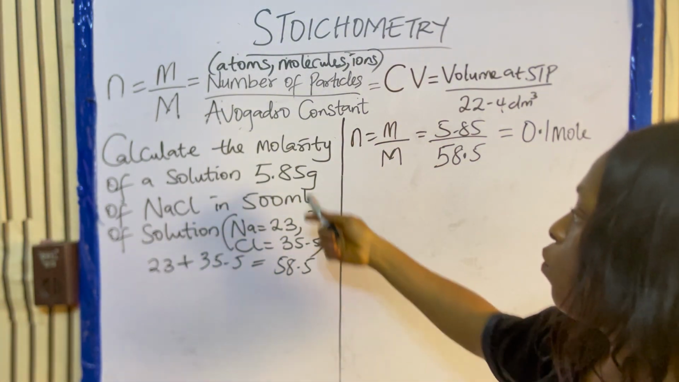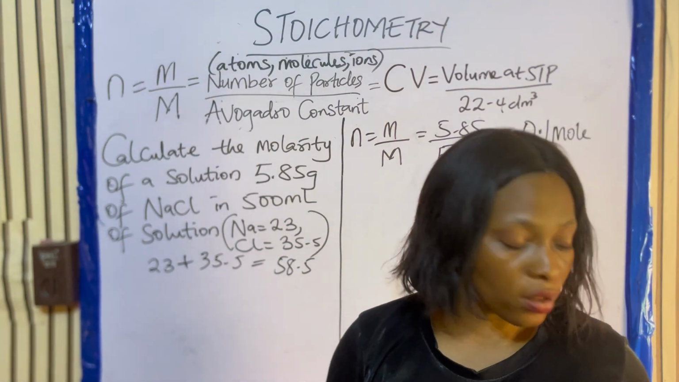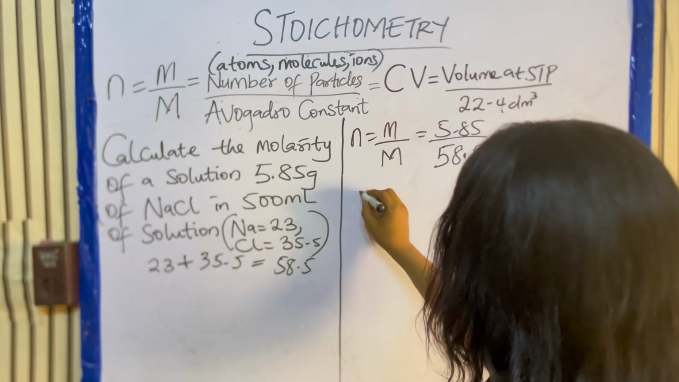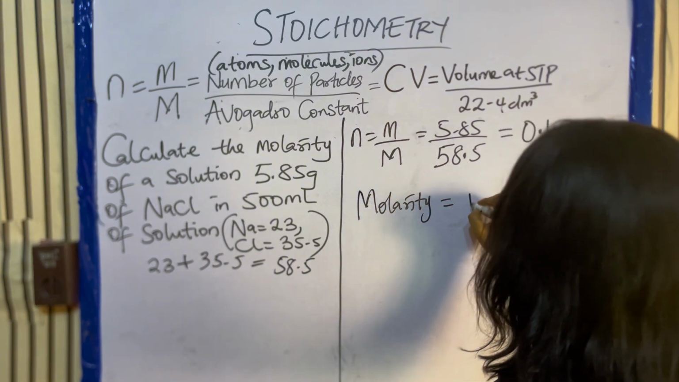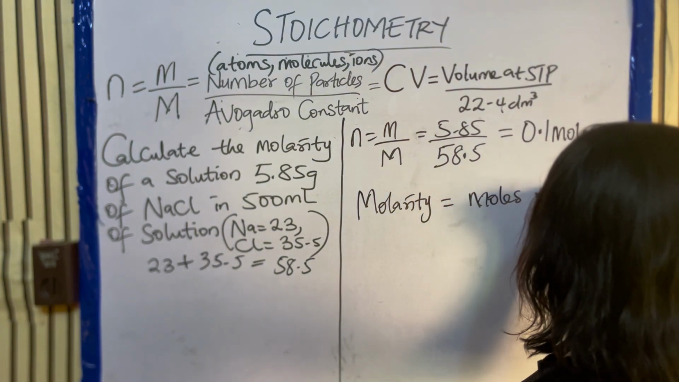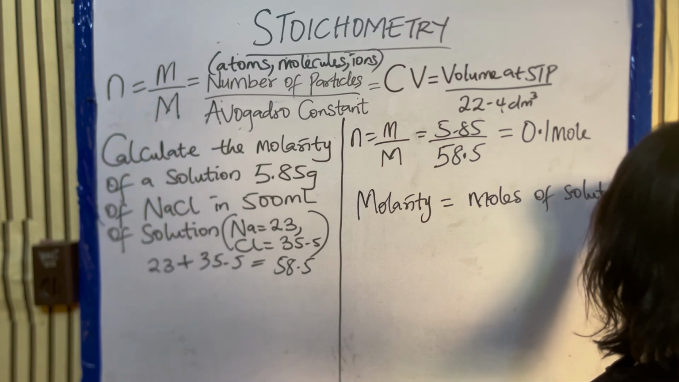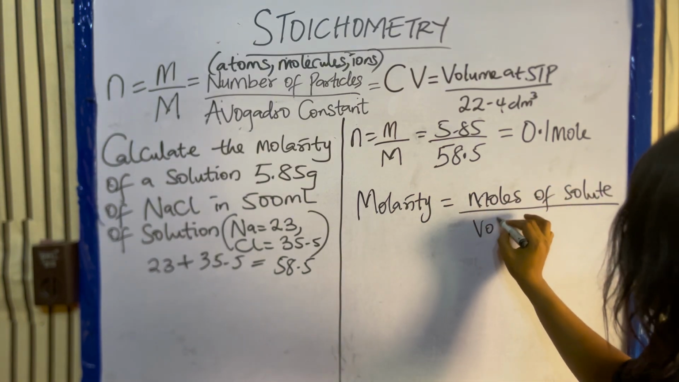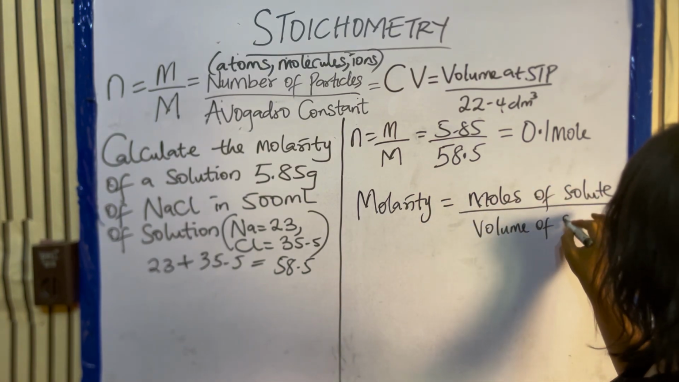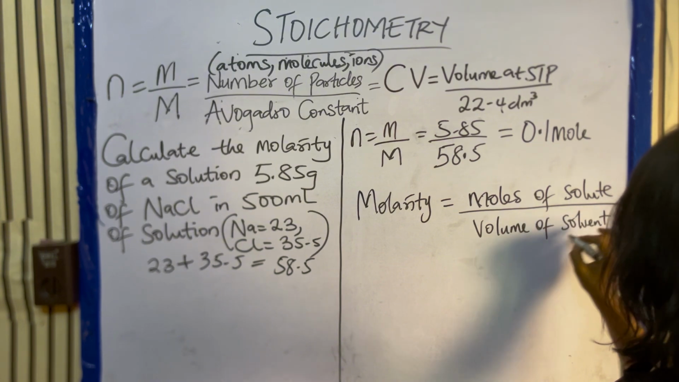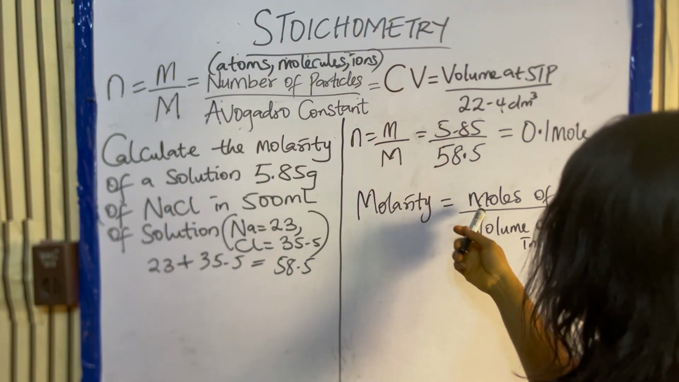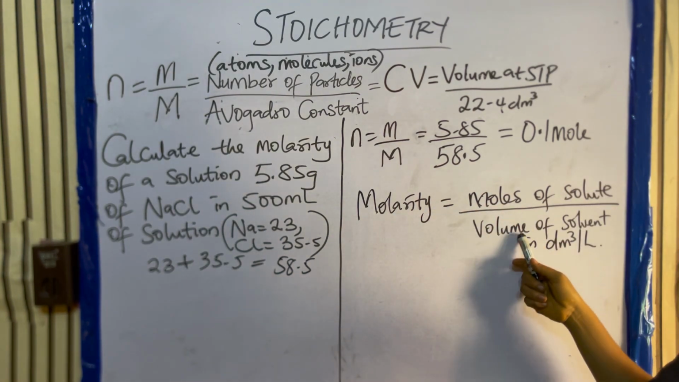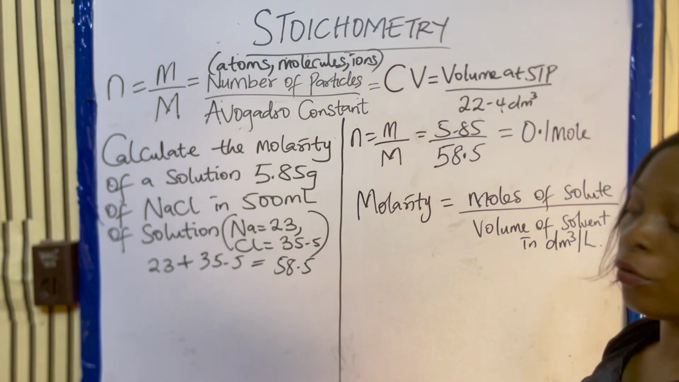But the question says, what is the molarity? So what is the formula for molarity? Molarity is moles of solute over volume of solvent in dm cube, or liter. So this is molarity: moles of solute over volume of solvent in dm cube or liter.